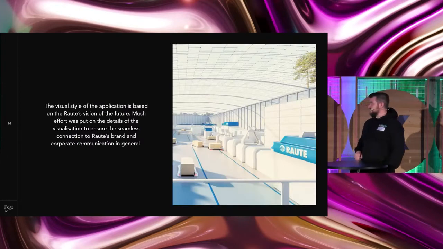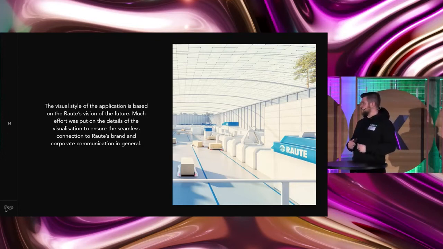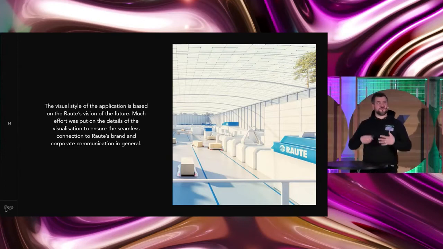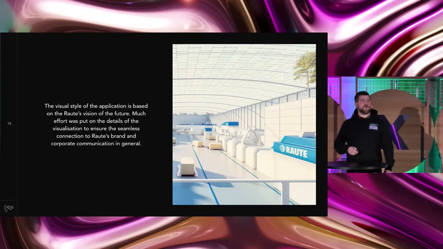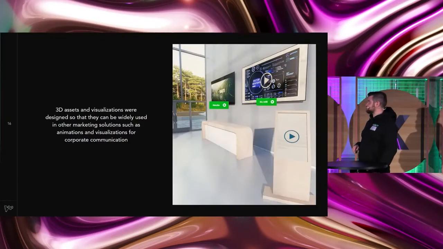The visual style of the application is based, as I mentioned earlier, on the vision of the future. We made a special effort on the details of Raute's product development roadmap, considering Industry 4.0 solutions, autonomous machines and all that. We wanted to tell this story as part of the visual style, so that people would see it, and when they look deeper into the content, they understand what it's all about. There are a few screenshots from the world that we created.